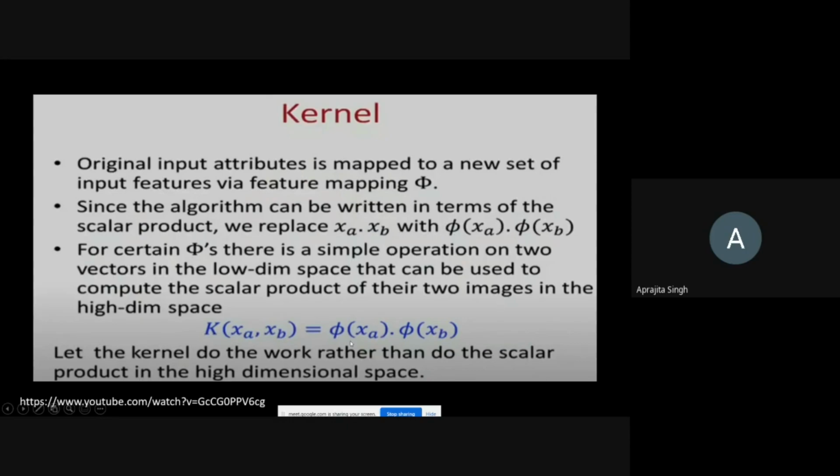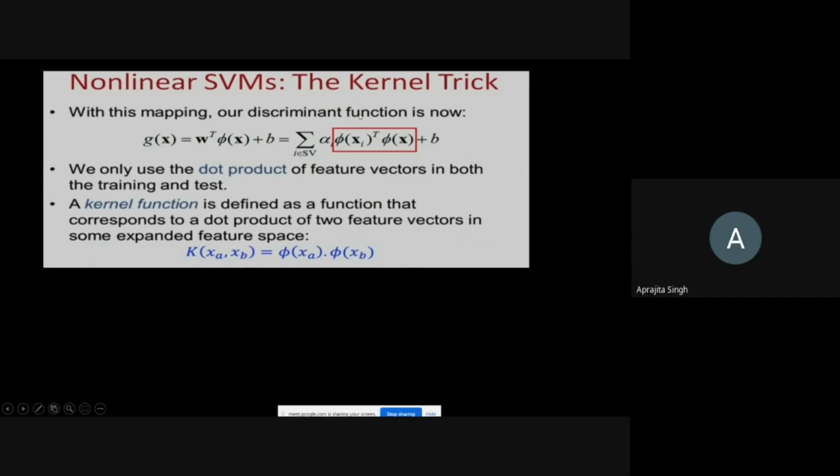See, if you just do a scalar product, the computation is very high. But we are not doing a scalar product of the two features, we are doing some kernelization, which will not be heavy on computational cost. Okay. With this mapping, our discriminant function is known as this. They are saying we only use the dot product of the feature vectors in both the training set and test set. A kernel function is defined as a function that corresponds to the dot product of the two feature vectors in some expanded feature space. So this is how we represent it. Okay.